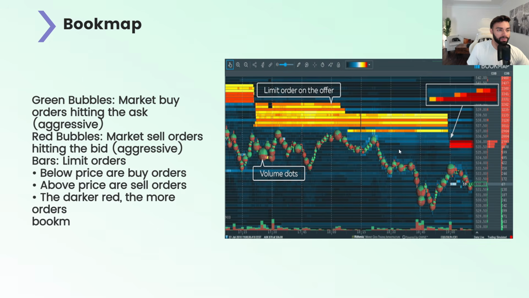All you have on Bookmap is the limit orders, the offers. Basically, these are all the limit orders in the market. Now, if it's above the current price level, these will be sell offers. If it's below the current price level, they'll be buy offers. And that's the same every single time.